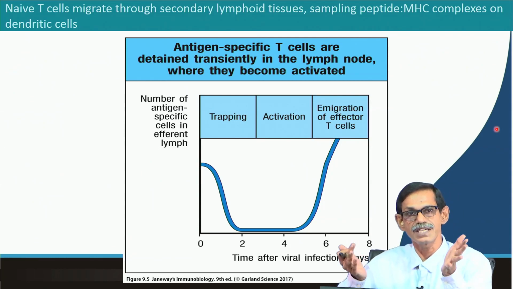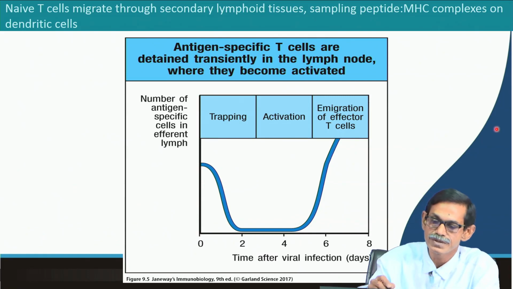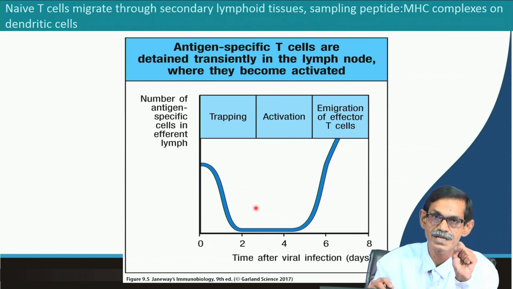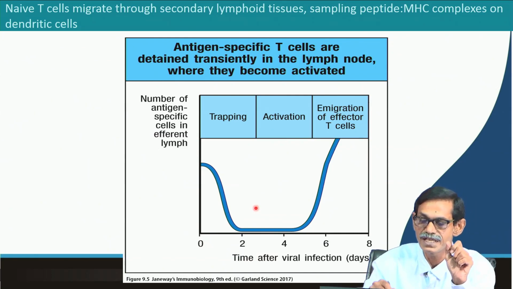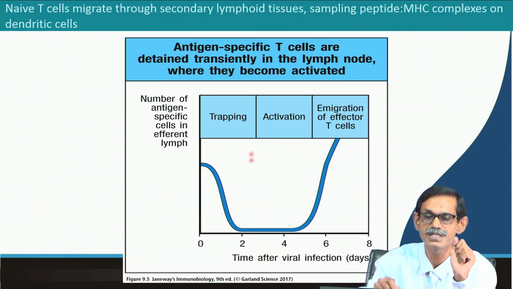Okay. How long is it taking? I mean, whatever I said, how long? This is just a timeline. So, this is trapping. Trapping means attaching with the dendritic cells, then 2 to almost 5 days for activation. So, first 2.5 days for trapping.